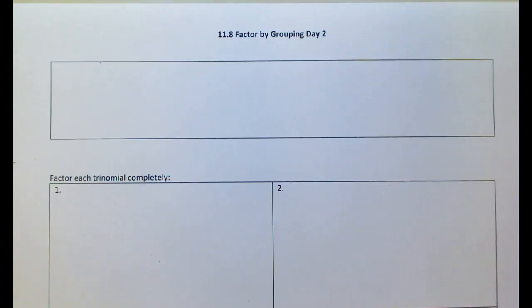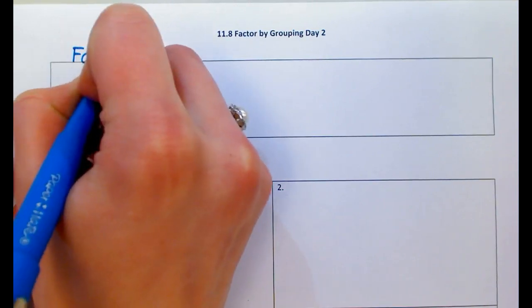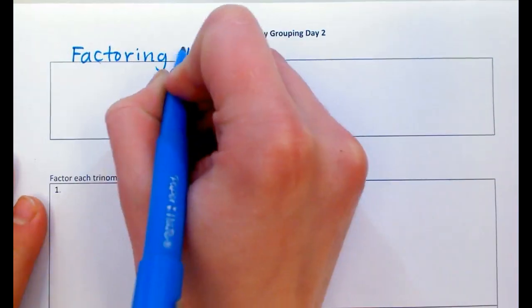11.8 Factor by Grouping Day 2. Now this is on the back side of your Day 1 notes. Today we're going to be factoring by grouping while factoring trinomials.